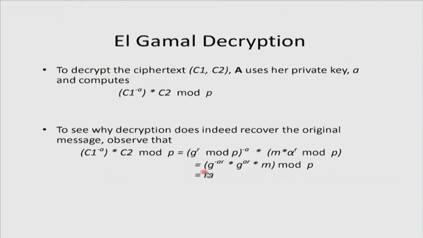So this thing is g raised to minus ar. If you use the laws of modulo arithmetic, g raised to minus ar, and then this thing is alpha, don't forget, is g raised to a. So I'm just substituting g raised to a and then raising it to the power of r. So I get g raised to ar, and then this m is over here. Now g raised to minus ar and g raised to ar cancel out, and I just get m mod p, and that is the original message m. So this is how decryption works in the case of the Elgamal system.